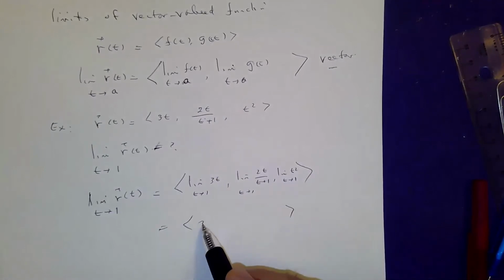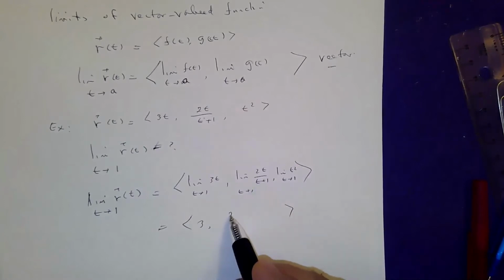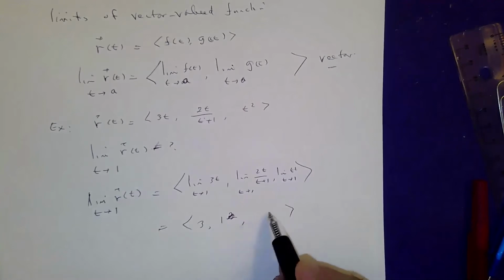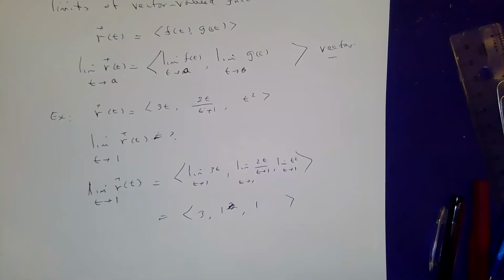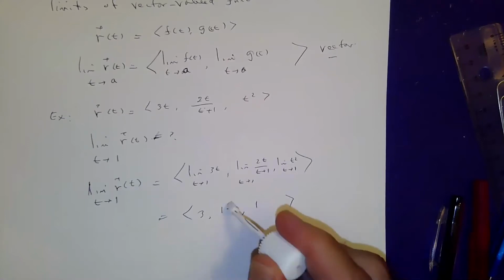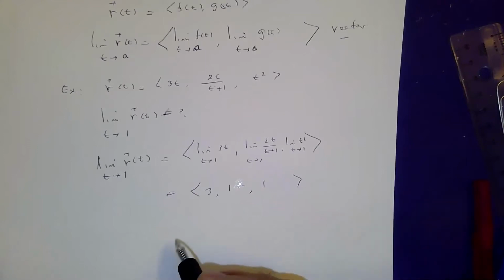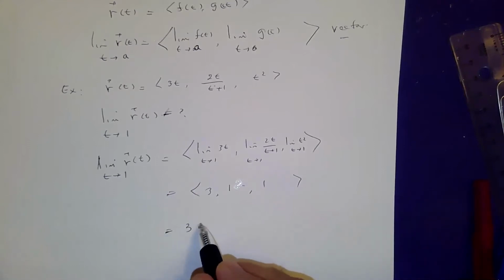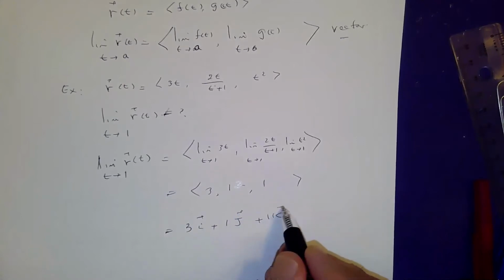So the answer is 3, what is this? 2 over 2, which is 1, and that guy is 1. Sorry about the scratch. So therefore, the answer is 3, 1, 1, which is the same as saying 3i plus 1j plus 1k.